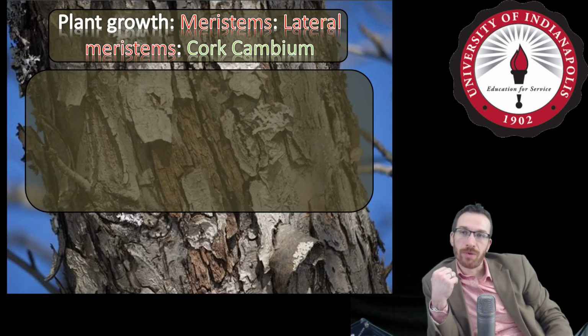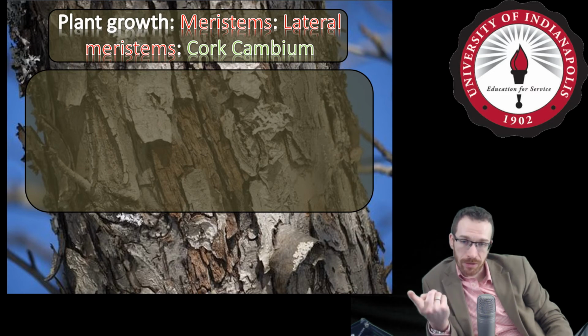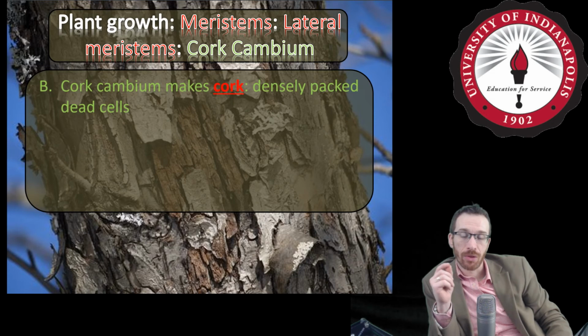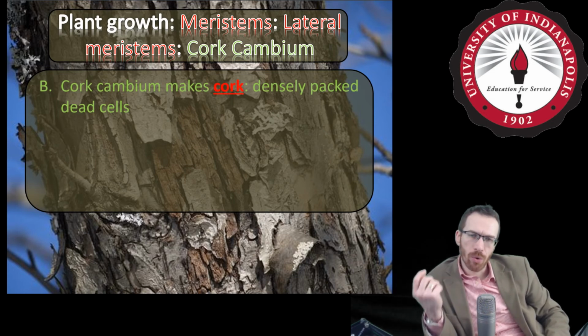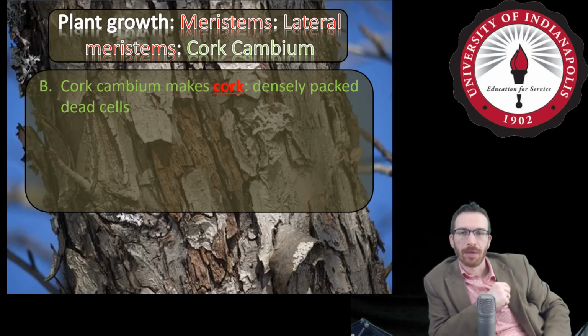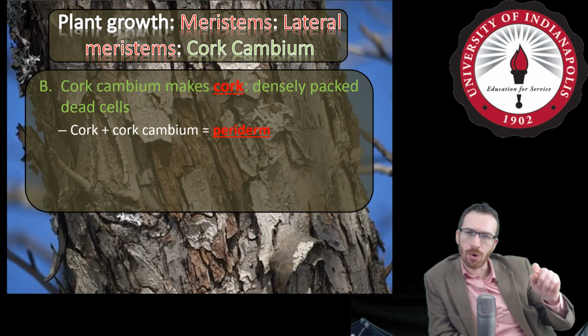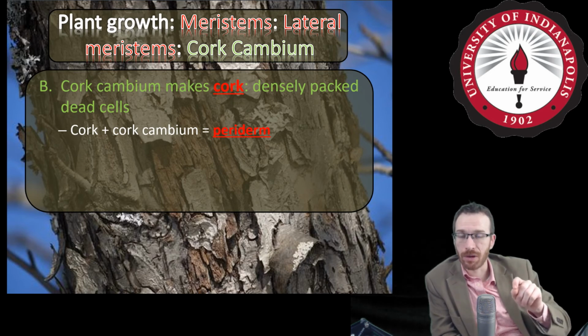So we said there are two types of lateral meristems. The first was the vascular cambium. The second is the cork cambium. The cork cambium makes cork. Cork is densely packed dead cells. Cork plus the cork cambium itself is called periderm.